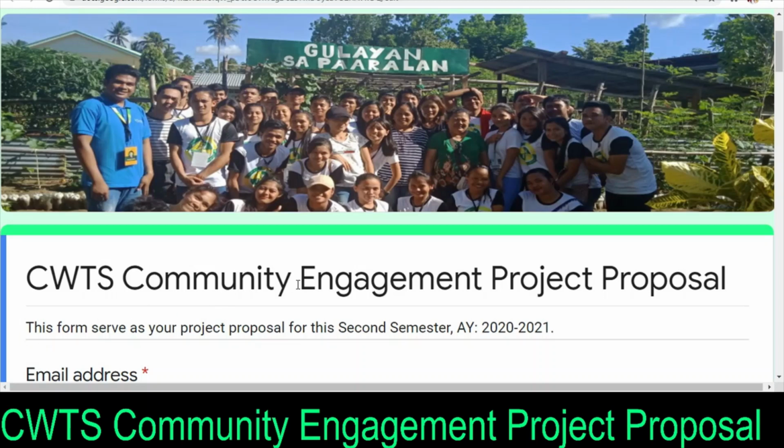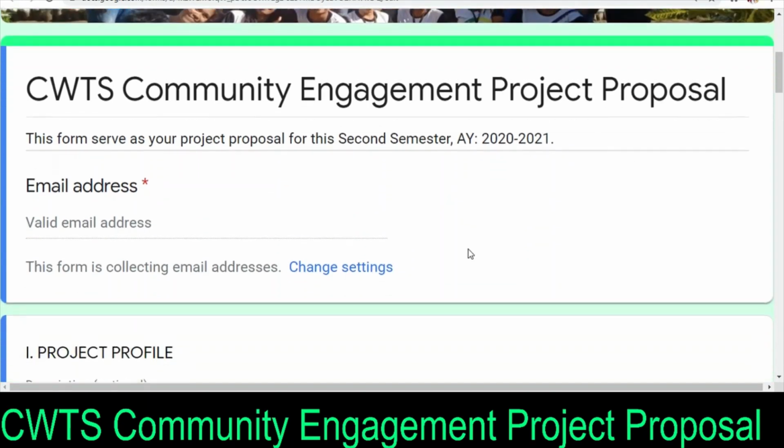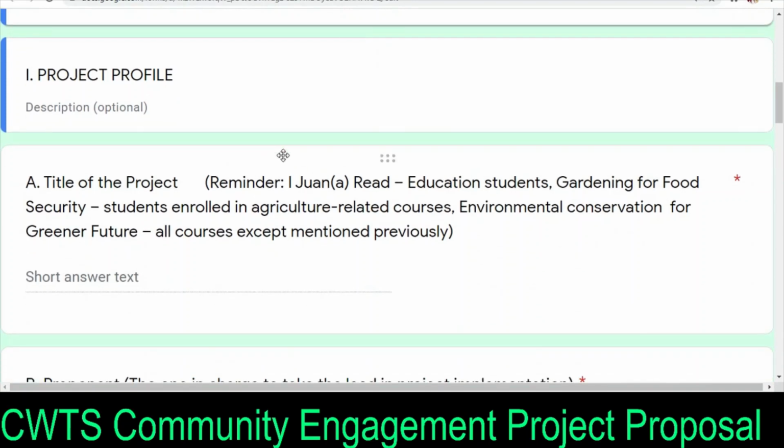Welcome back to our topic on community engagement project proposal. This time we'll talk about the details of the project proposal. As you can see here, this is our Google form, but we already have an updated form using Google Docs. So what are the parts of the community engagement project proposal, or to be short, project proposal? Here are the salient features. The first part is the project profile.